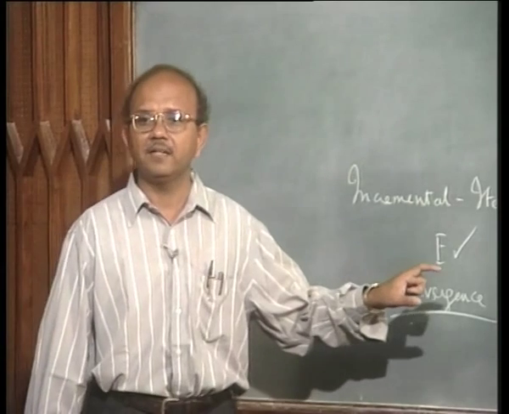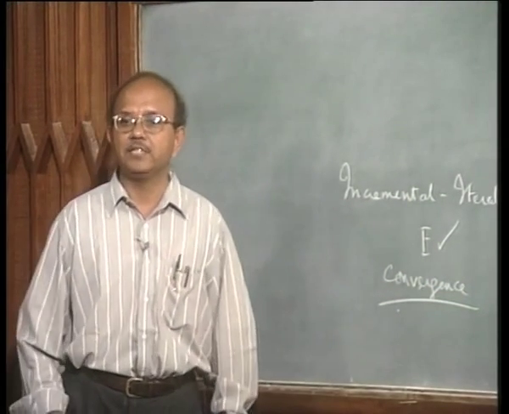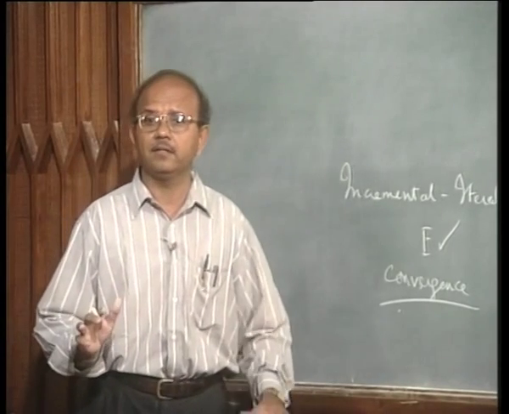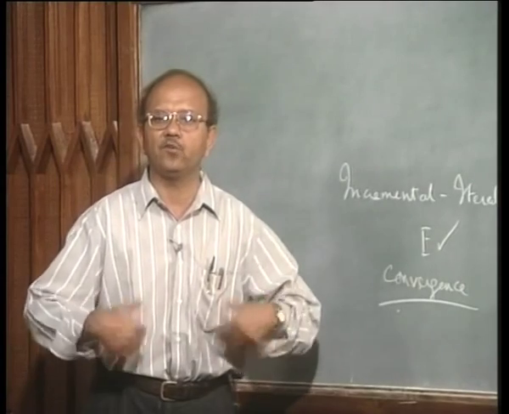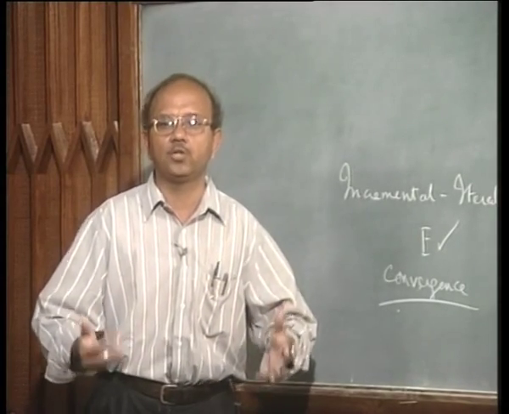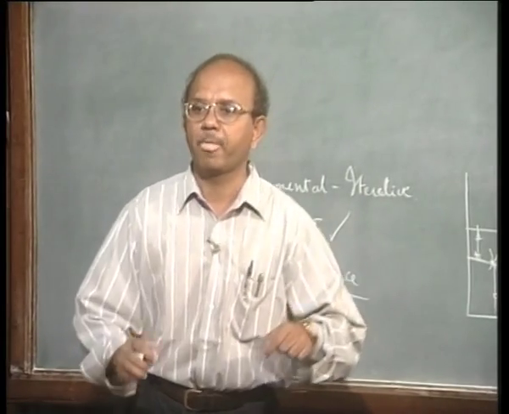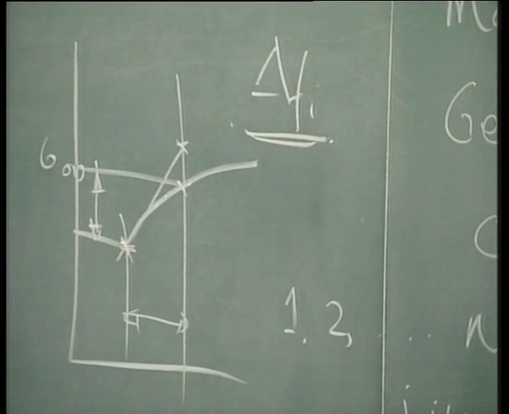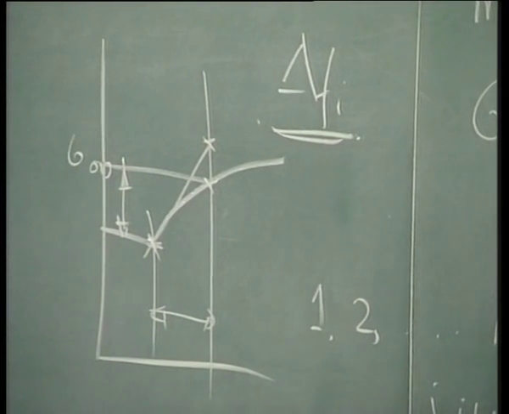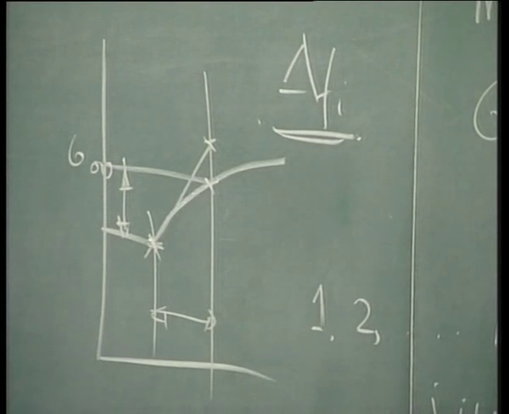The error is that whatever stress I have developed at I is good enough to equilibrate that 500, but not good enough to equilibrate 600. So now I have to calculate the stress for 600. This is 500 and that is 600. Is it clear? Okay.